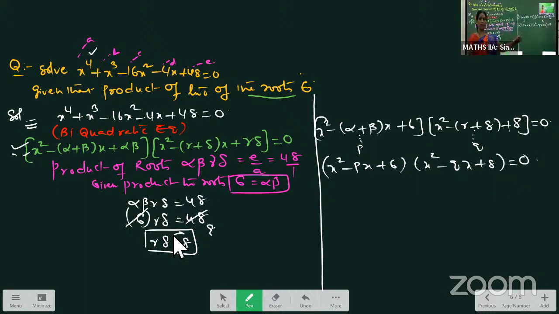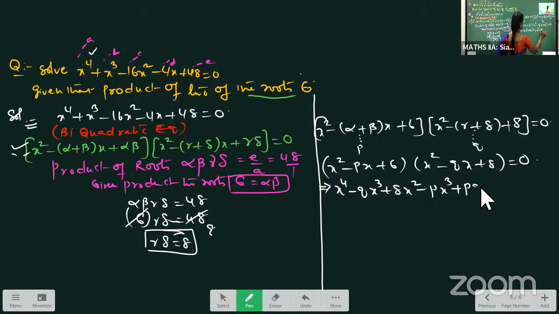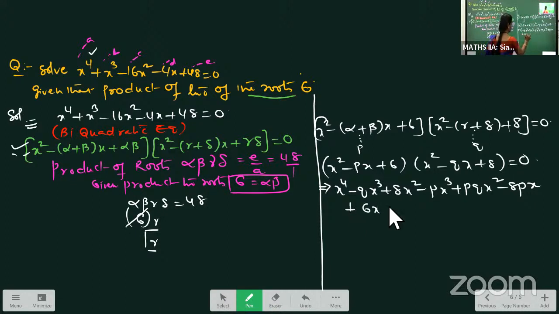Now we should multiply the whole equation. So first we multiply this with x square. x square to all three, multiply. Then x power 4 minus qx cube plus 8x square. So I have multiplied x square with all these three. Now I have started with minus p. Then minus px cube plus pqx square and minus 8px. Now I start with 6. Now plus 6x square minus 6qx plus 6 into 8, this is 48 is equal to 0.